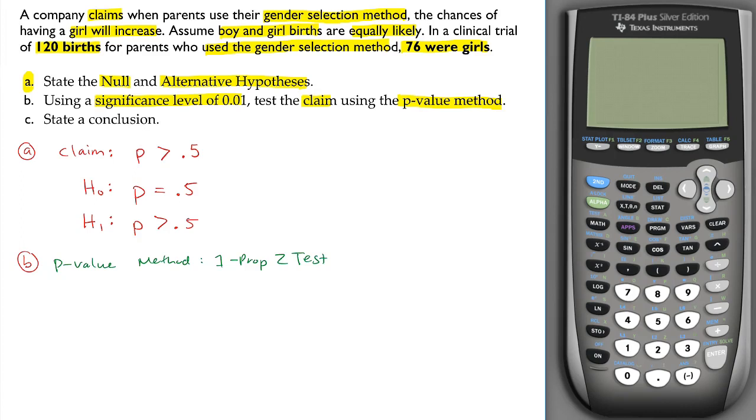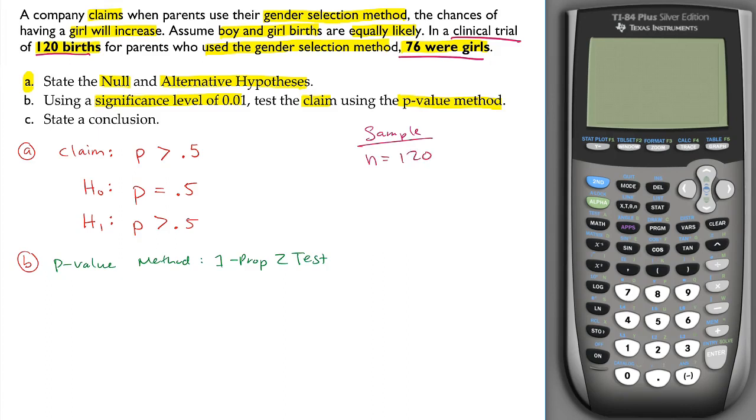Now, before I show you how to find those values using the TI-84, I want you to understand what we're doing here. So let's go back to our clinical trial, our sample, and here's what we have. We have a sample where n is 120, right?